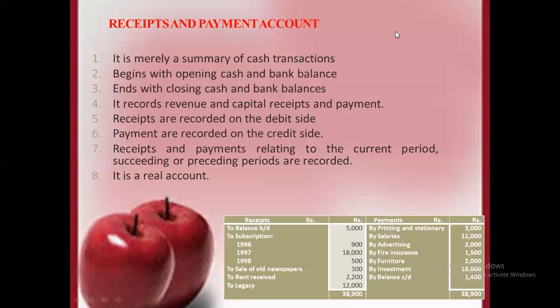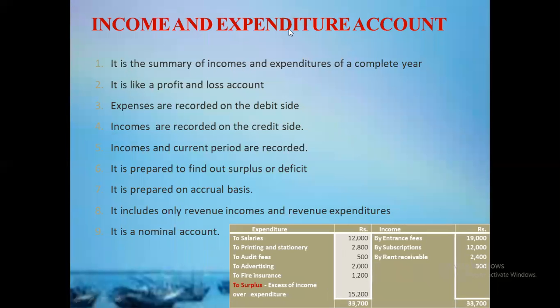The next account is the income and expenditure account. The income and expenditure account records all the incomes and expenditures of the club or trust. It is similar to the profit and loss account. The expenses are recorded on the debit side and all the incomes are recorded on the credit side. Unlike the receipt and payment account, the income and expenditure account records only revenue expenditure and revenue income. The revenue expenditures are recorded on the debit side and revenue incomes on the credit side.